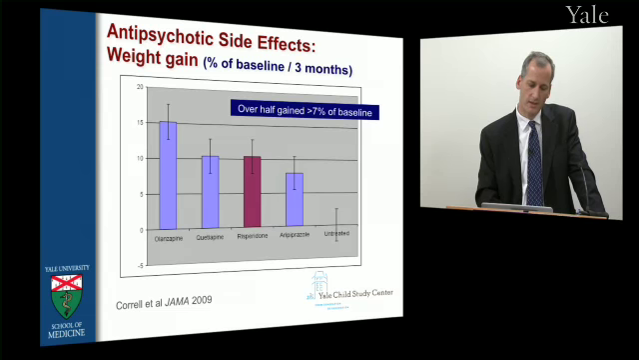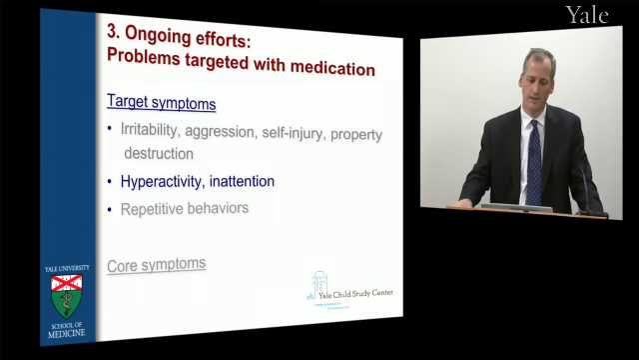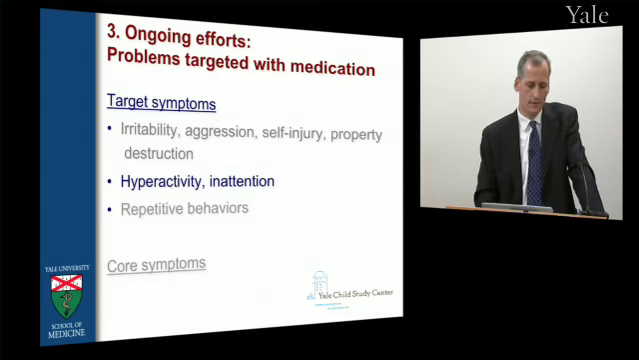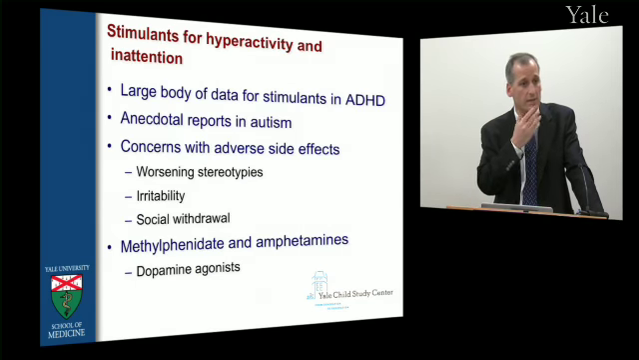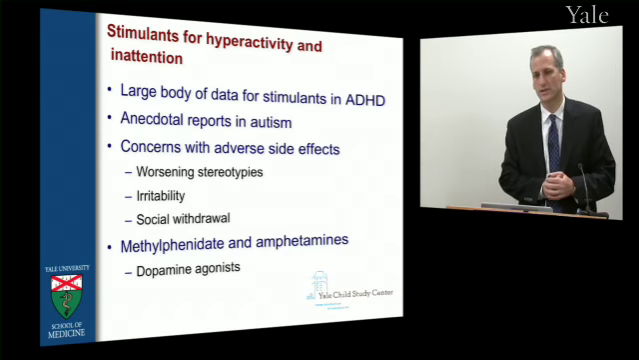Okay, so I started with Risperidone because this is a medication we know the most about and the one that has the best track record, and even now the FDA approval, as I mentioned. But there are 2 other classes of medications that have been tried. For inattention and hyperactivity, stimulants have been used. The most common stimulant, of course, is methylphenidate, aka Ritalin, and we know that there's a large body of data for the use of stimulants in attention deficit disorder, but there had only been anecdotal reports in autism.